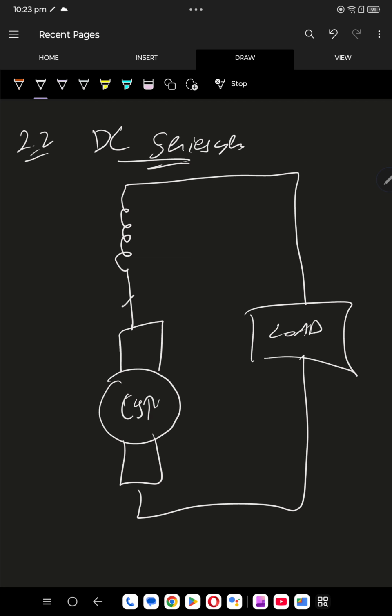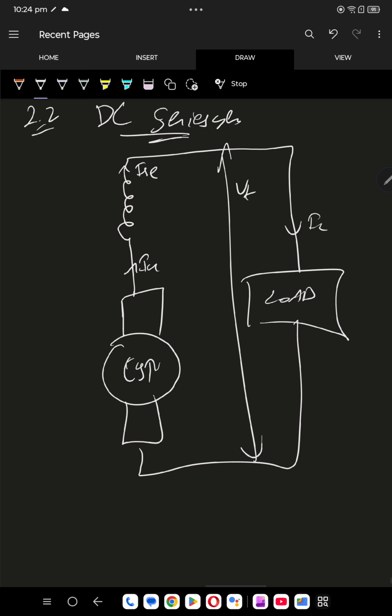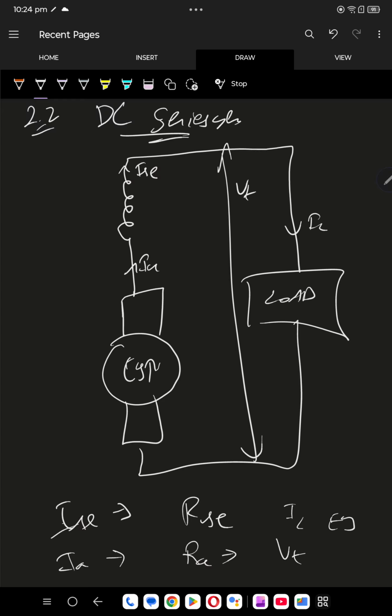EG. So IA, ISC, IL, VT. Done. So what are the parameters we have defined? ISC, series field coil current. RSC is series field coil resistance. Series field coil should be there compulsorily. IA is armature current. RA is armature resistance. IL, load current. VT, terminal voltage. EG, EMF generated across the armature.